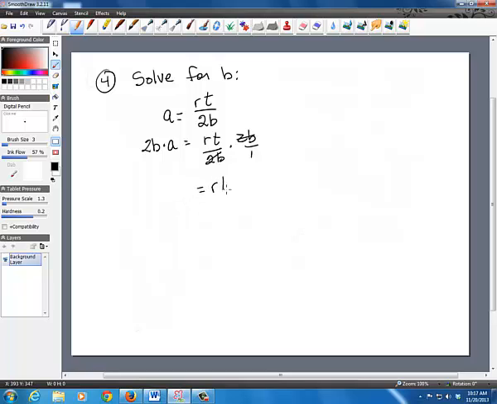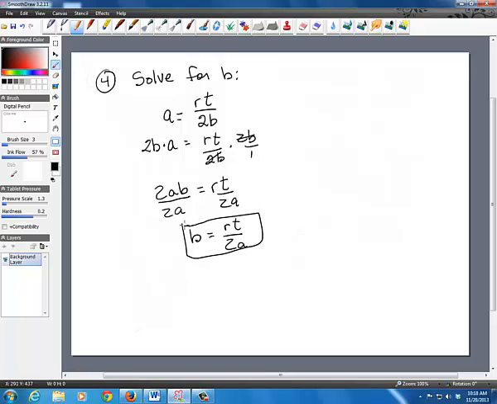This is RT equals, I'm going to put them alphabetical, 2AB. But I just want to solve for B. So I'm going to divide by 2A. So B is equal to RT over 2A. So that is the answer to number 4.